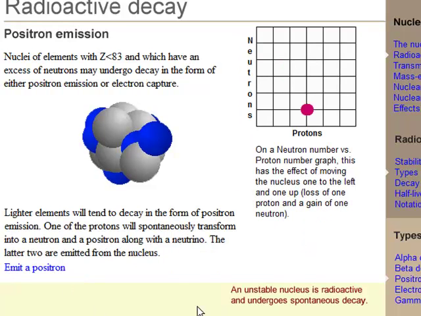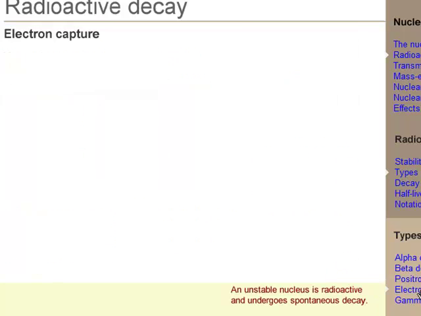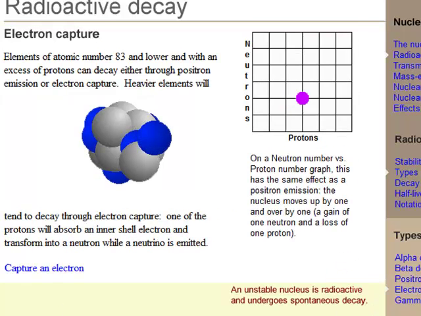A positron can also be emitted. This has the opposite effect to beta emission, raising the number of neutrons by 1 and lowering the number of protons by 1. Electron capture has the same effect as positron emission.